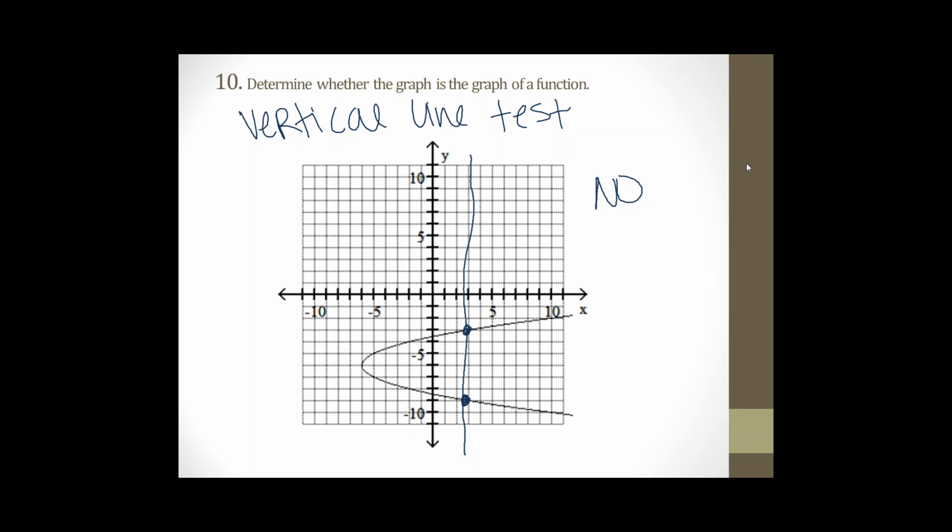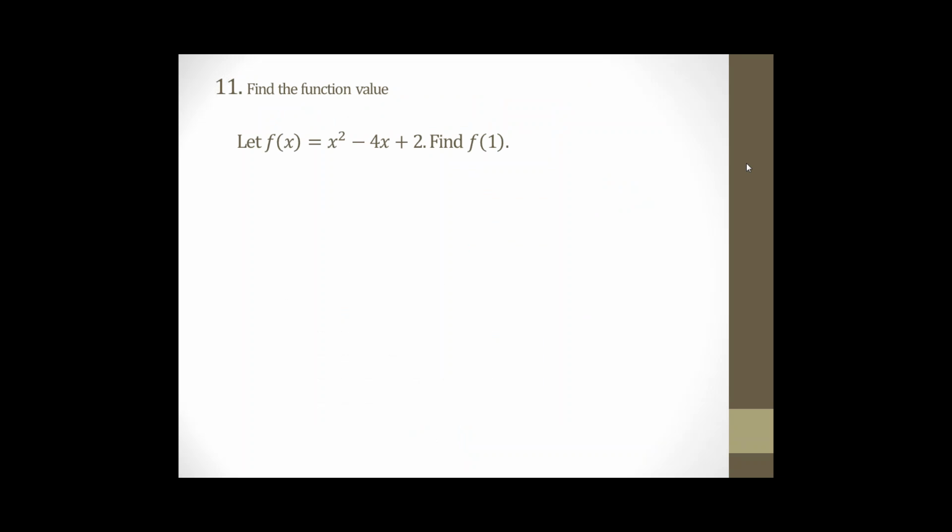Okay, let's move on to the next question. Question 11. Find the function value. Let f of x equal x squared minus 4x plus 2, and we are asked to find f of 1. Usually it says f of x, so this means whatever is in here, in this case 1, has to be replaced for every x in the function. So let's plug in a 1 for every x we see.